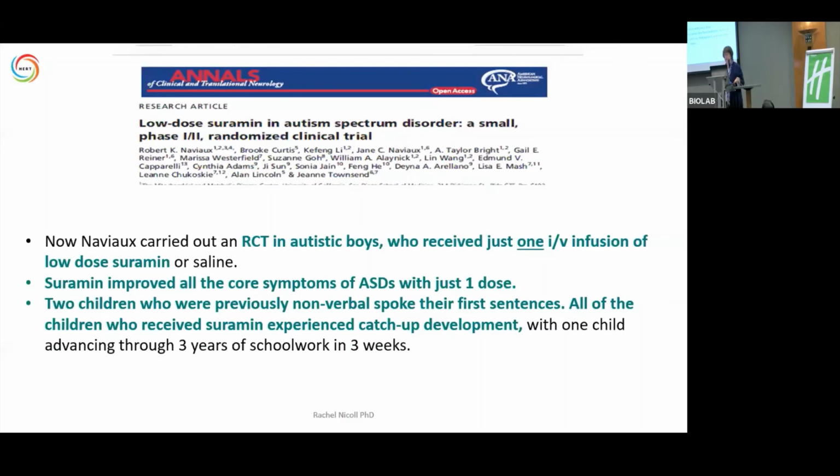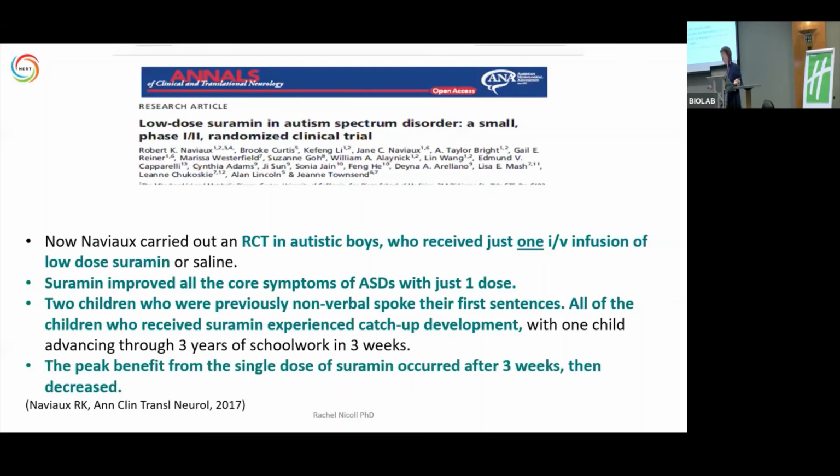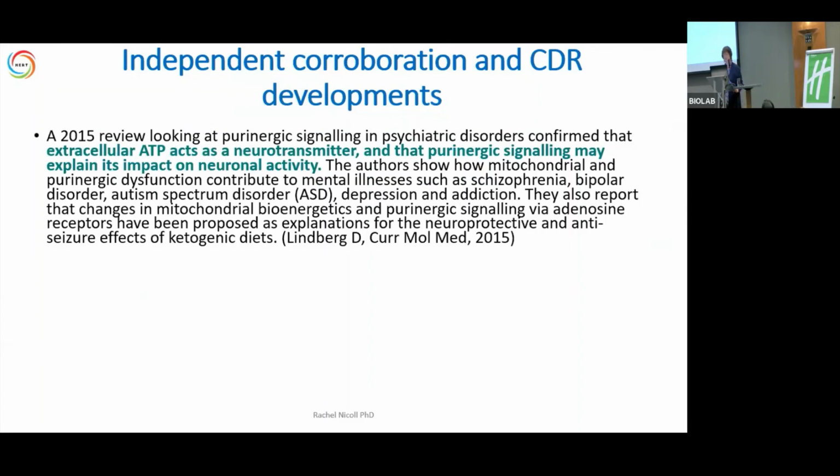But heartbreakingly, the peak benefit occurred after 3 weeks, and then the children all regressed back to baseline. So can you imagine the devastation of the parents? They've lost their child twice. But the trial gives hope. Has there been any independent corroboration of this? Well, no, not really. Although there is a 2015 review which looks at purinergic signaling in psychiatric disorders, and that does confirm that extracellular ATP acts as a neurotransmitter and that purinergic signaling can explain its impact on neuronal activity. So it's sort of getting there, but not quite yet.